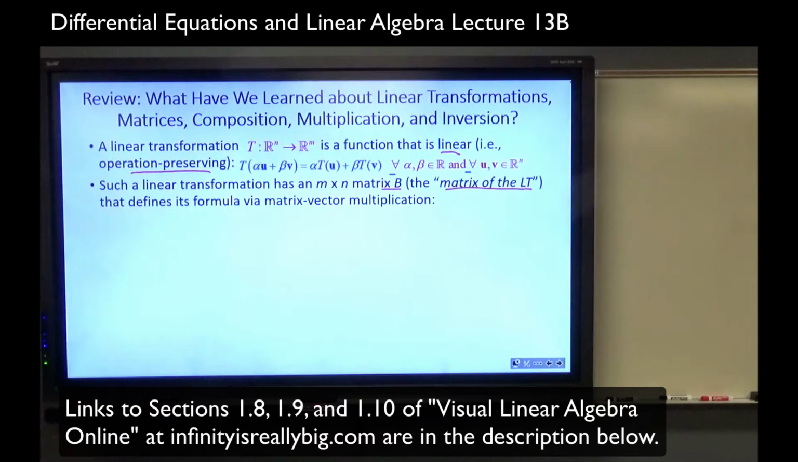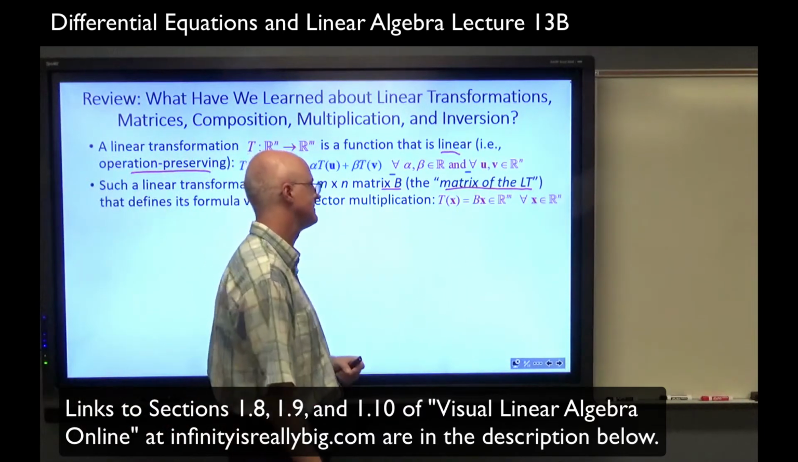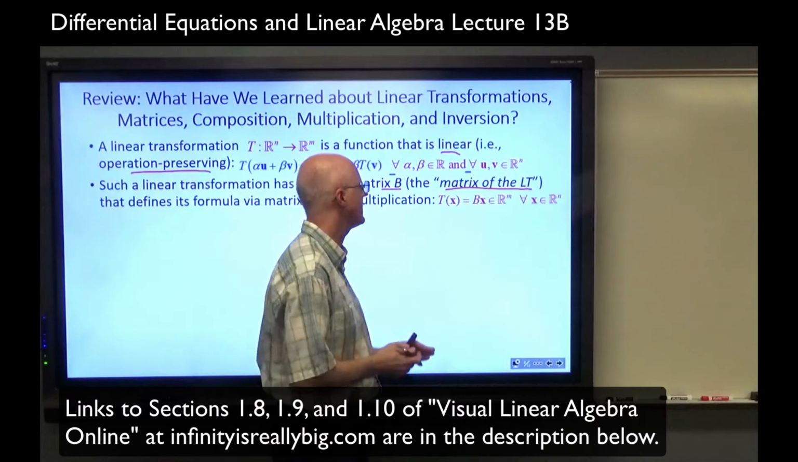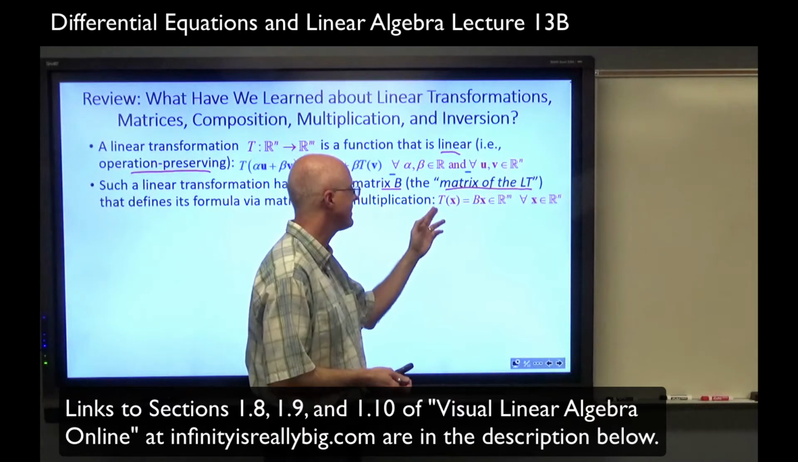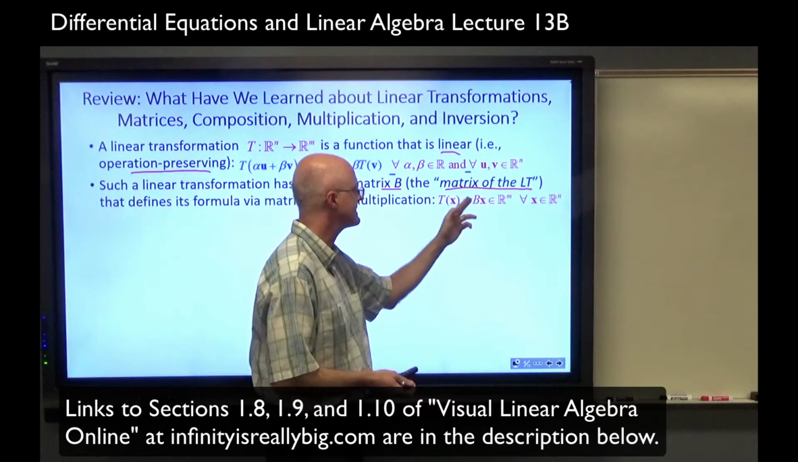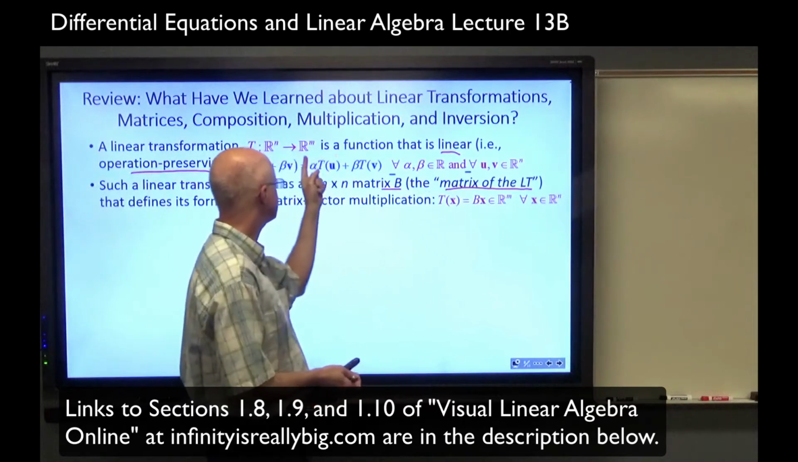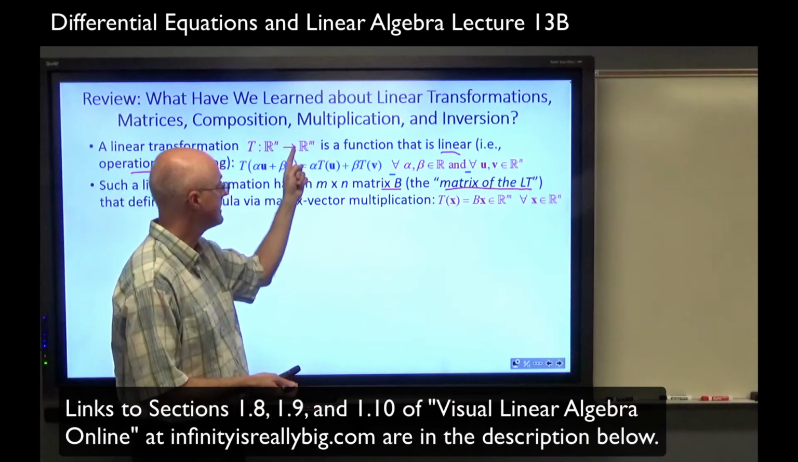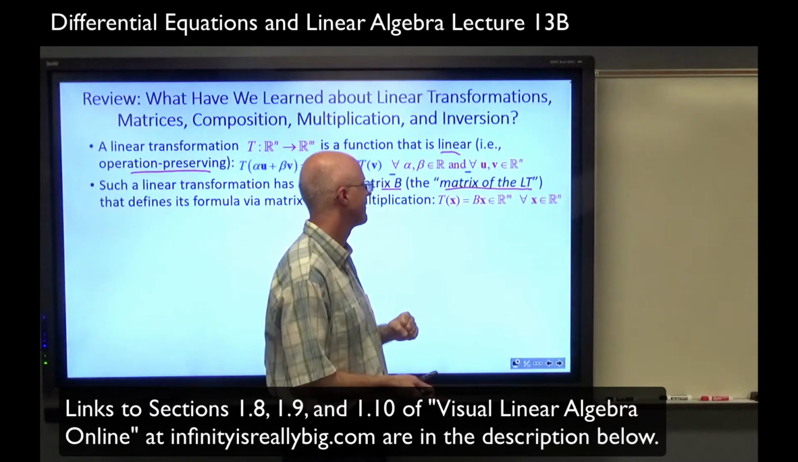That defines its formula via matrix-vector multiplication. T of x equals B times x. I always say that in your mind. T of x, this is an input for a function, T is a function, equals B times x, that's a matrix times a vector. The output is in m-dimensional space, because the codomain of T is m-dimensional space. The input is n-dimensional space.